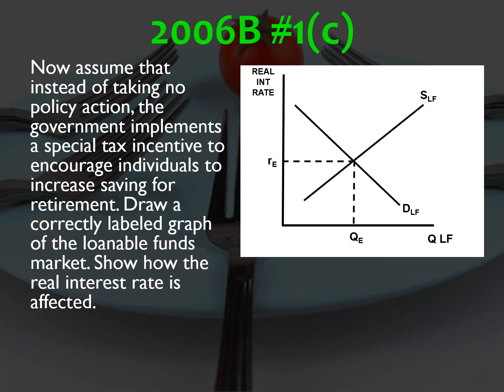There's our initial equilibrium. Because of the special tax incentive to encourage individuals to increase saving, an increase in savings increases the supply of loanable funds. Thereby, the interest rate, the real interest rate, goes down.